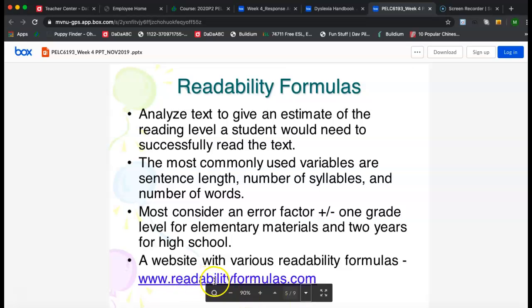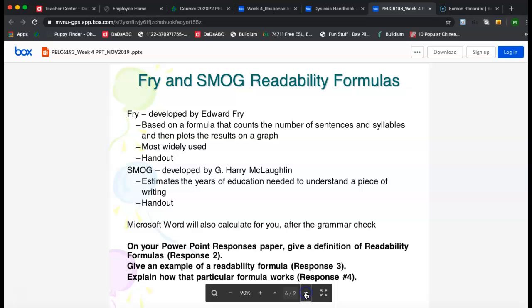Check out this readabilityformulas.com website. Tons of information. 2 of the most popular readability formulas are the Frye and the Smog. Frye was developed by Edward Frye, and it's based on a formula that counts the number of sentences and syllables and then plots the results on a graph. And it's the most widely used readability formula.